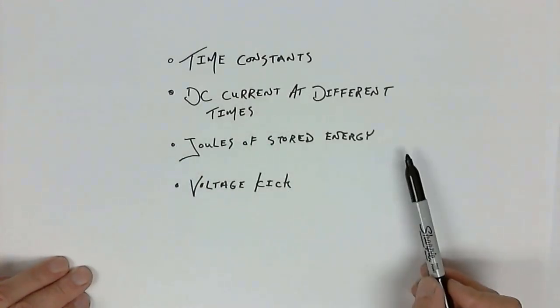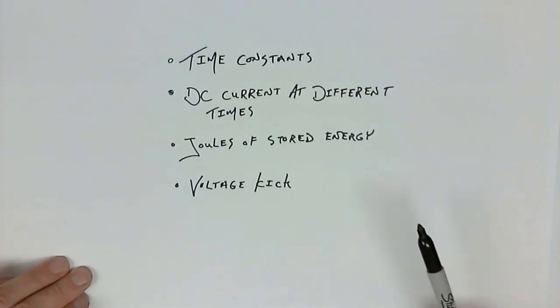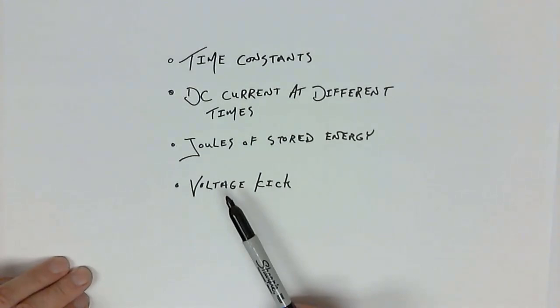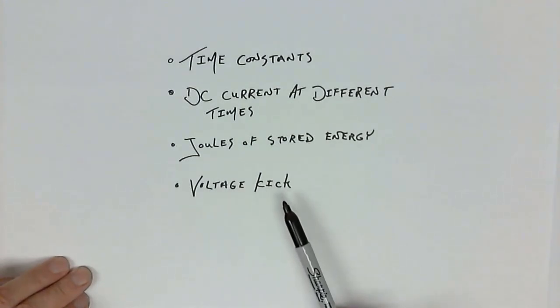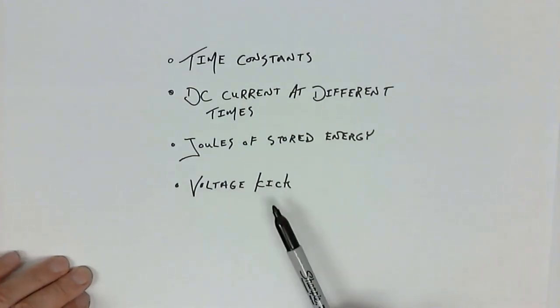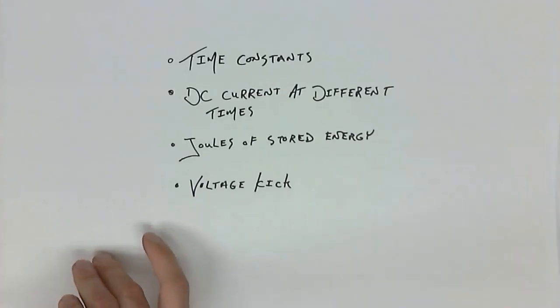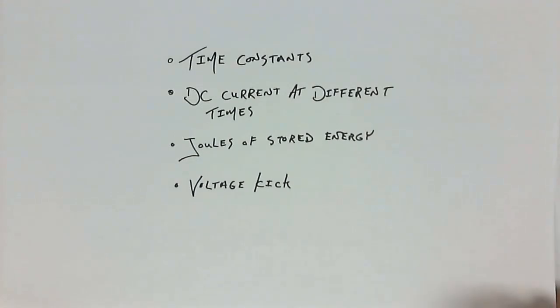We're then going to calculate the joules of stored energy that a charged inductor will possess. And then we're going to look at the voltage kick that would be present across the opening of a charged inductive DC circuit. So let's start with time constants and a general discussion of steady state values.